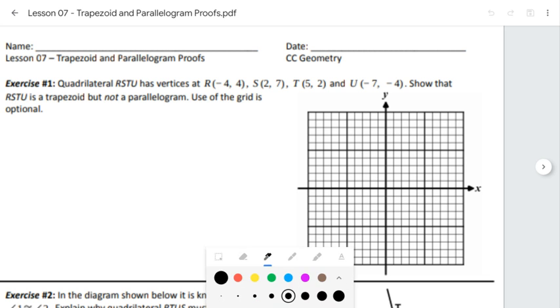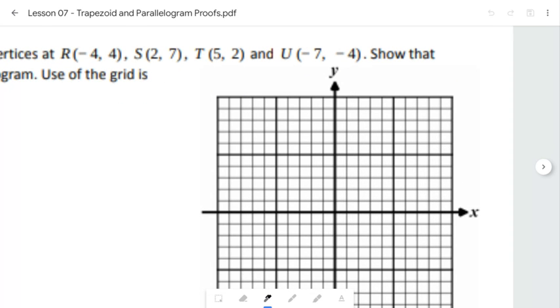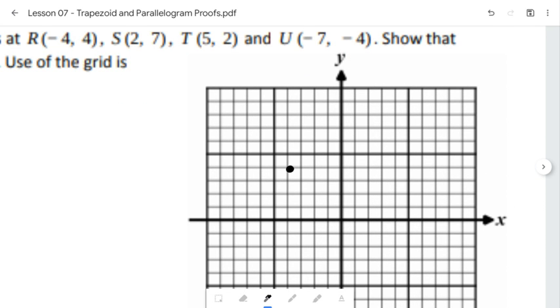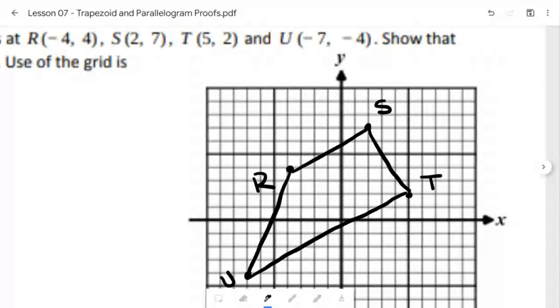So let's take a second and plot that. -4, 4 is R, 2, 7 is S, T is 5, 2, and -7, -4 is U. Okay, so we can see our shape.